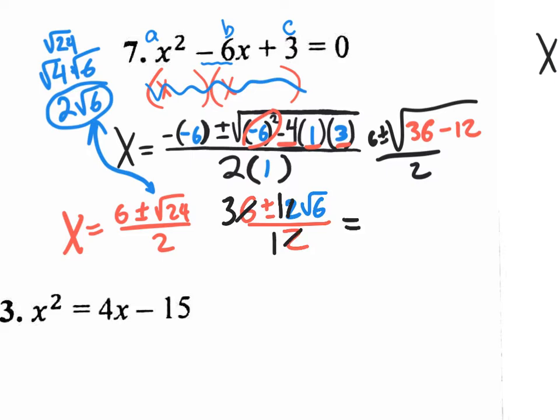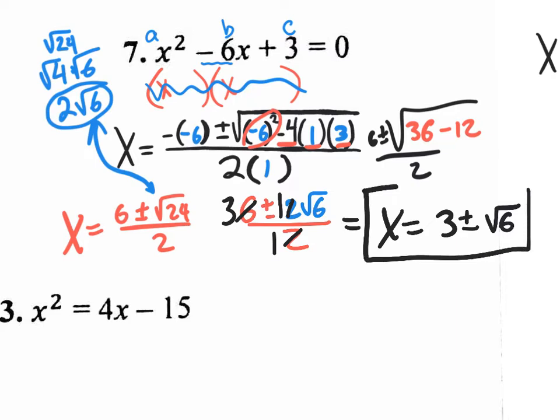So what's my final answer going to be? X equals what? 3 plus or minus 1 square root of 6, or just square root of 6. You don't have to put the 1 in front of the square root of 6, and you don't have to put the 1 in the denominator. There's your answer. X equals 3 plus or minus square root of 6. If you check your answer in the back, you'll see that that's correct.